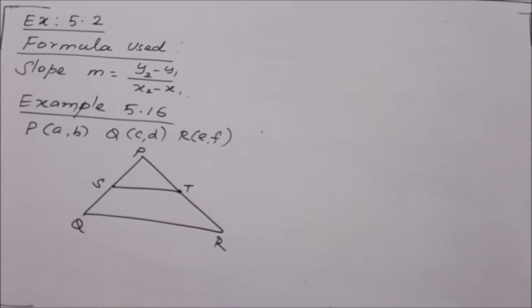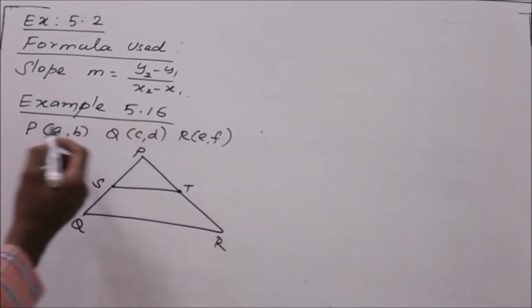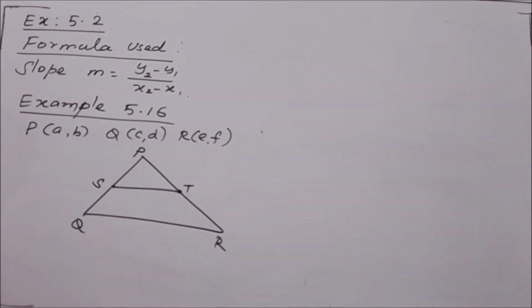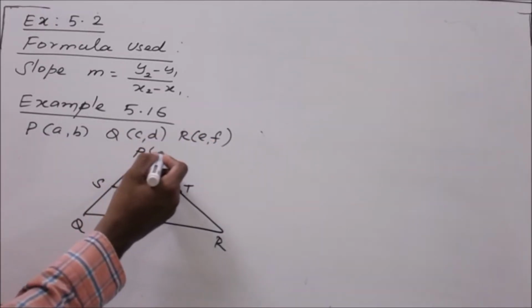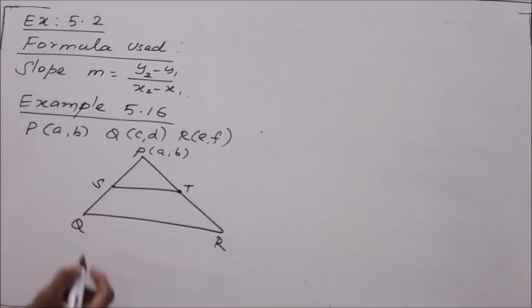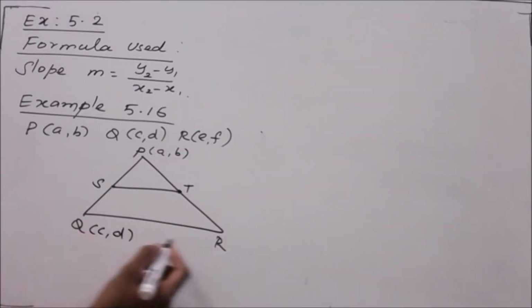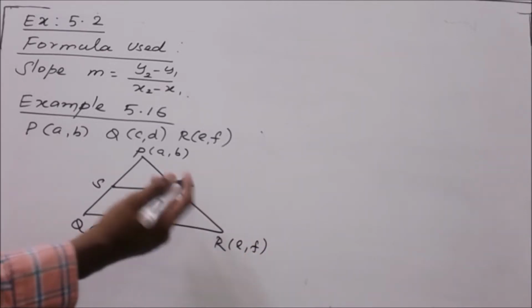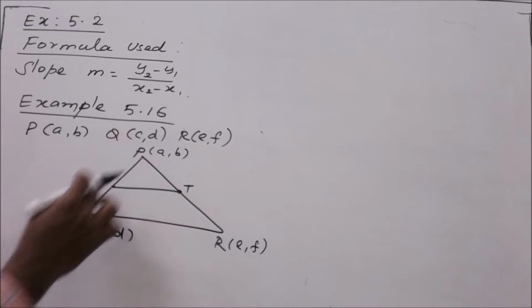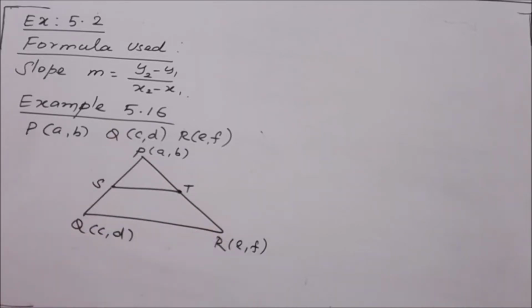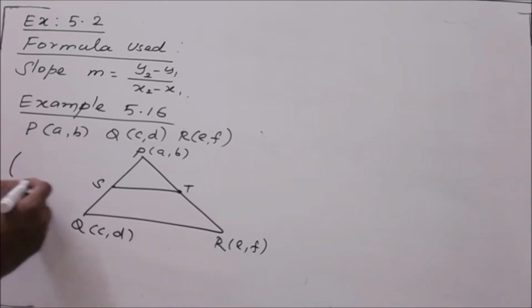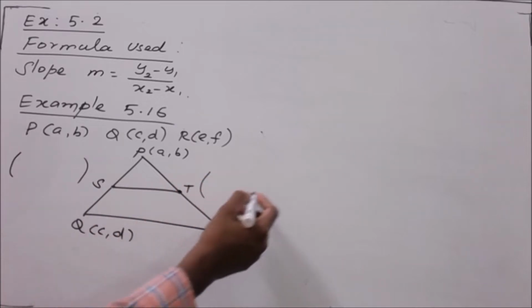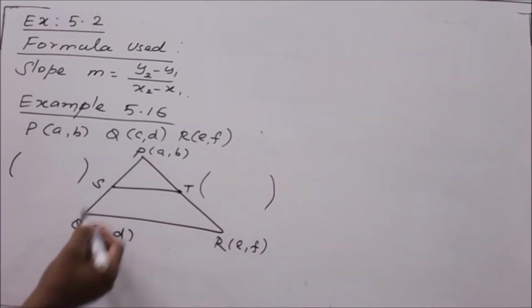Example 5.16. Given the vertices of P, Q, R are P is (A, B), Q is (C, D), R is (E, F). Now S and T are midpoints of PQ and PR. How to calculate the midpoint? I am writing here: S is the midpoint of PQ.